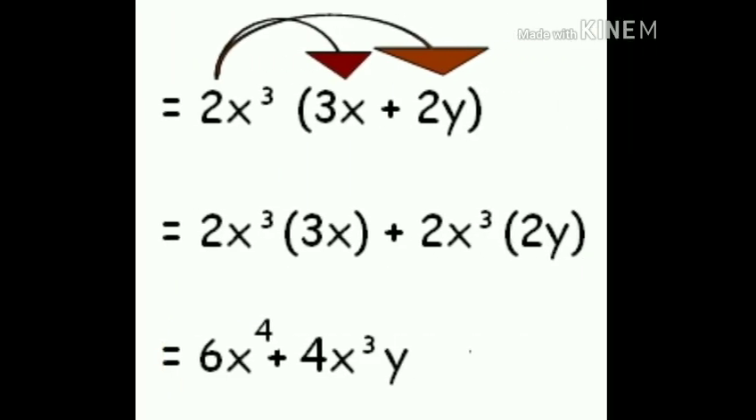This is an example on how to multiply polynomials using the distribution method. It is just easy. You just distribute 2x cubed to 3x plus 2y. So 2x cubed times 3x is equal to 6x to the 4th power, plus 2x cubed times 2y is equal to 4x cubed y. You cannot add the exponents of x and y because they don't have the same base. So the final answer is 6x to the 4th power plus 4x cubed y.